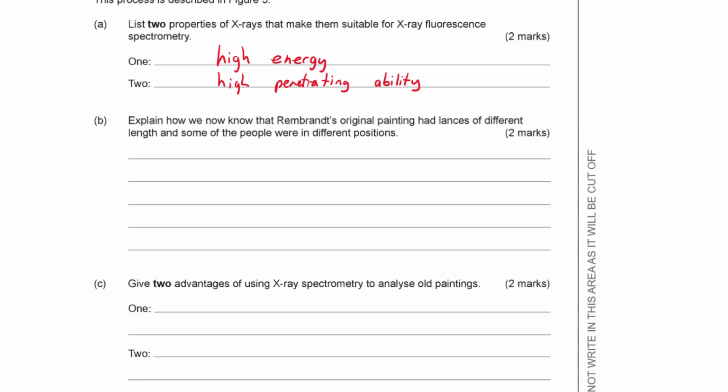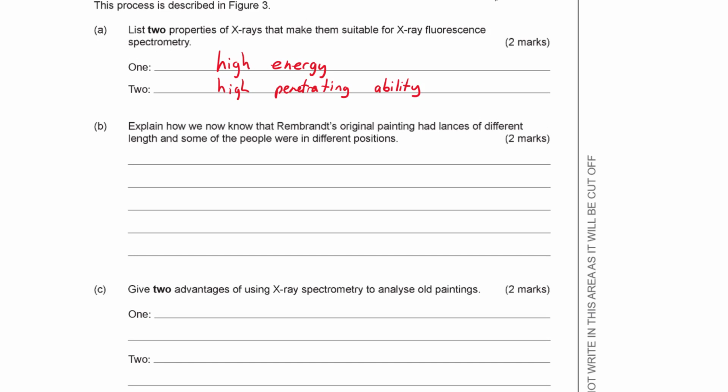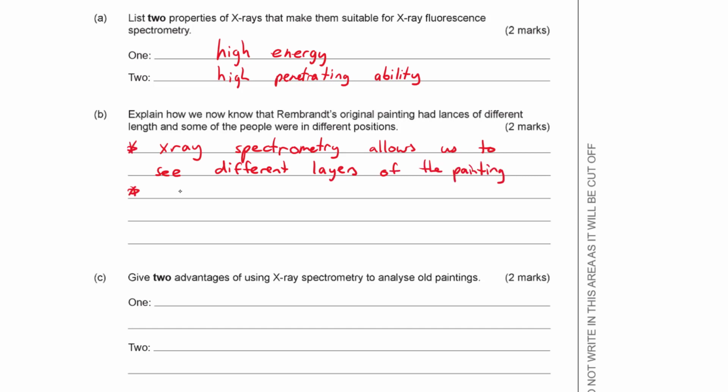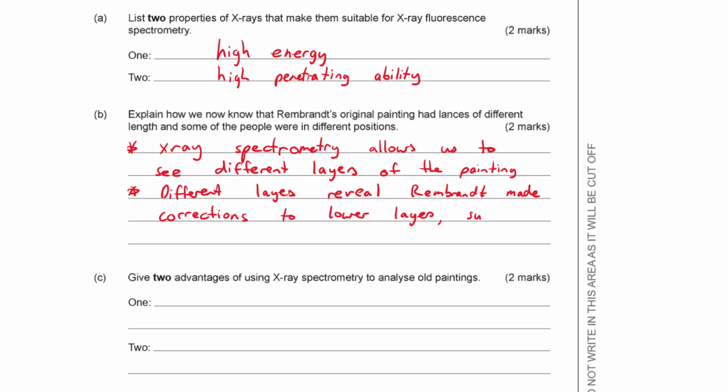Okay, and part B is explain how we know that the original painting had lances of different lengths. The response to this just comes pretty much straight from the article, so I'm just going to go through and try to paraphrase what it was saying. X-ray spectrometry allows us to see different layers, so the key being the different layers of the painting. So the next point I'll make is the different layers reveal that Rembrandt made corrections to lower layers, such as the lances of different lengths.